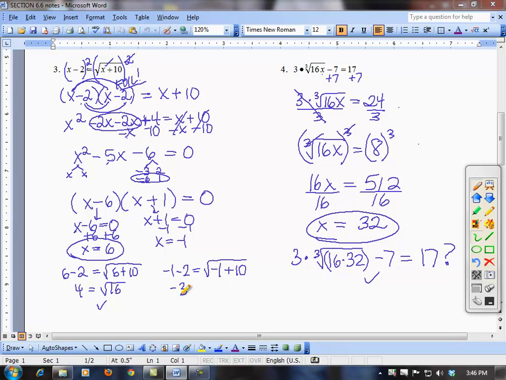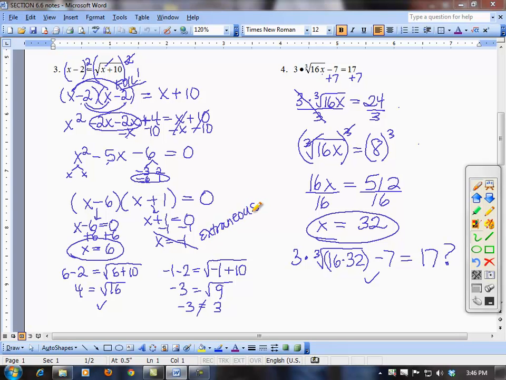Well, is negative 3 the same thing as the square root of 9? Well, we know the square root of 9 is 3, so does negative 3 equal 3? The answer is no, so negative 3 is not a solution. This is called an extraneous solution.